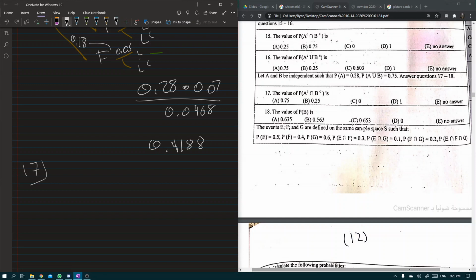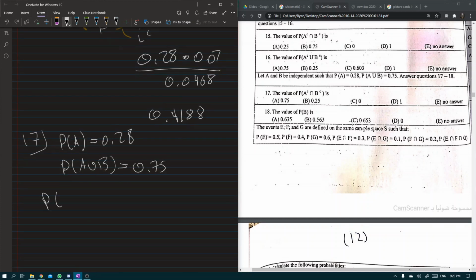Now let A and B be independent such that probability of A is equal to 0.28. Probability of B unknown. A union B is equal to 0.75. Now what's the probability of A complement intersection B complement? So that's 1 minus probability of A union B, which is 0.25. Now what's the value of B? I want you guys to guess it.